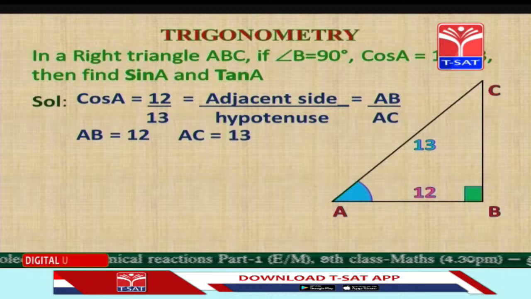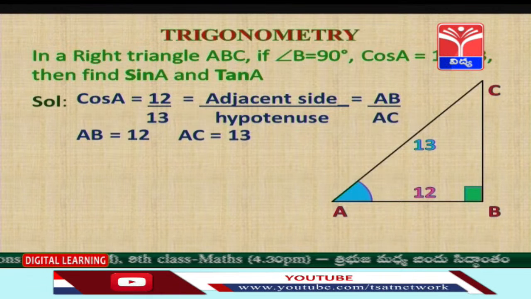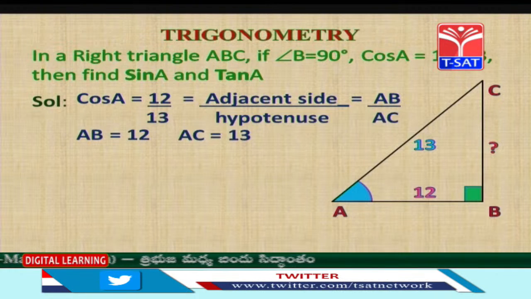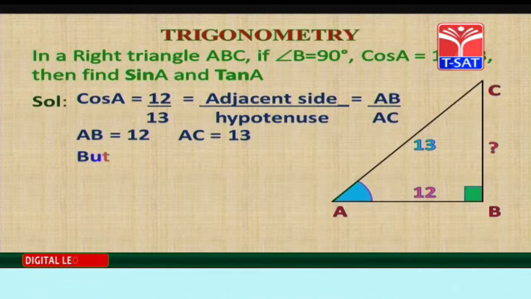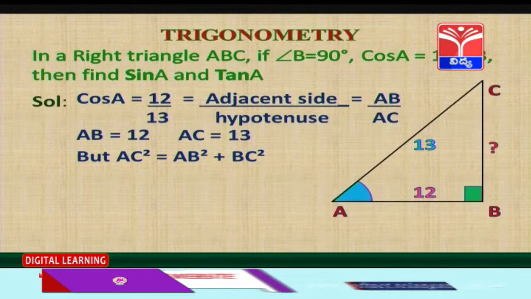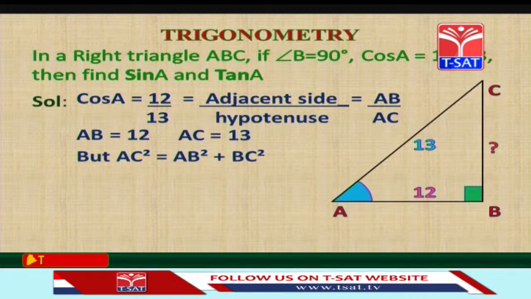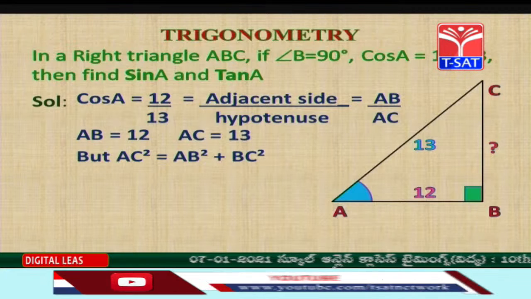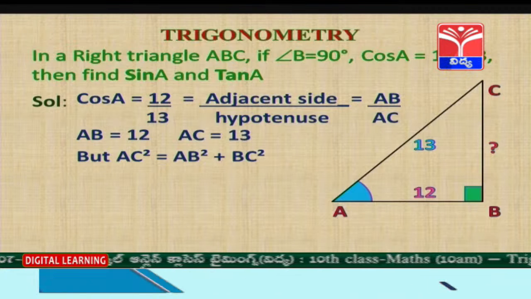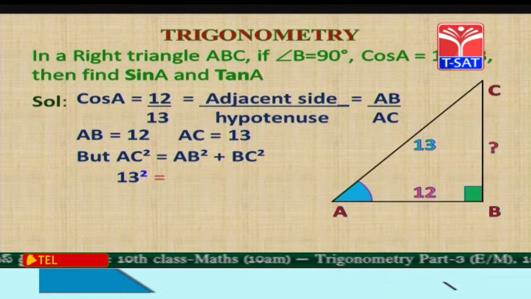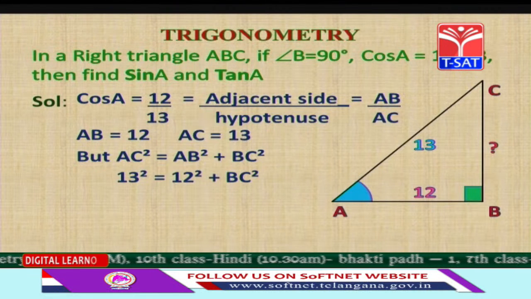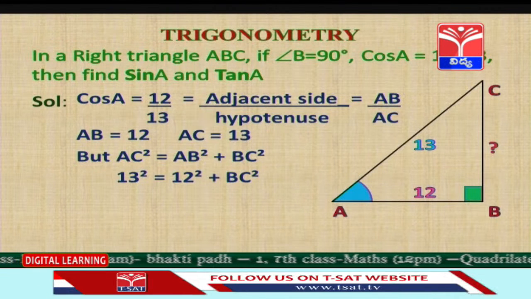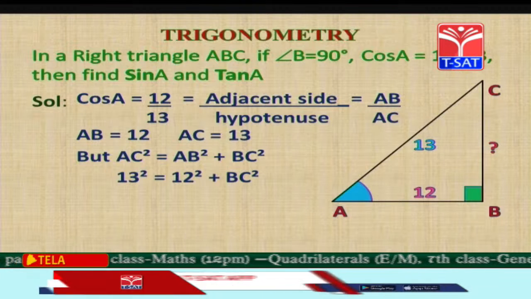So, when you know the base and the hypotenuse, can you find out the opposite side, that is the other side? Here, please see. By using Pythagoras theorem, I can say that the square of the hypotenuse is equal to the sum of the squares of the other two sides, that is AC square is equal to AB square plus BC square. Now, what is the AC value here? 13. So, I am writing 13 square is equal to, in place of AB I write 12 square, and BC we do not know, so we write it as it is, BC square.